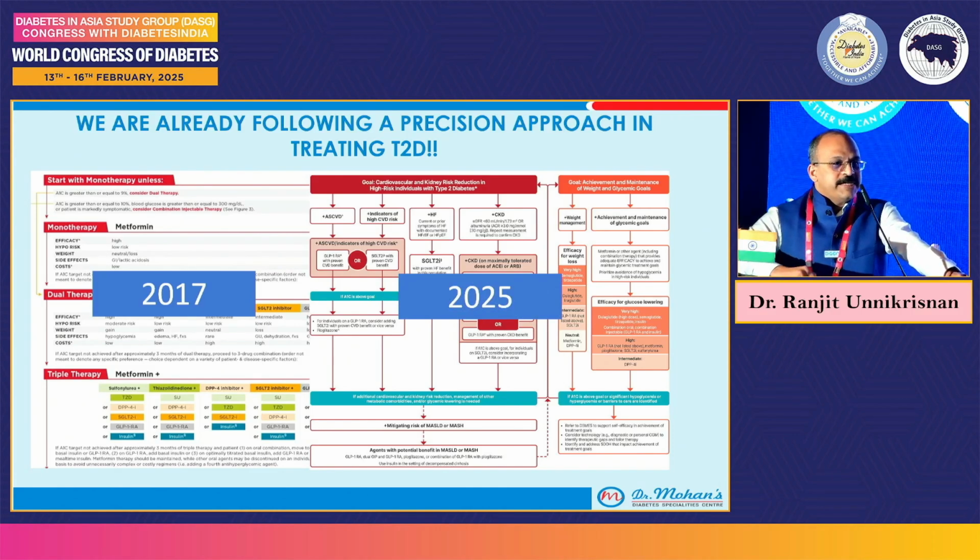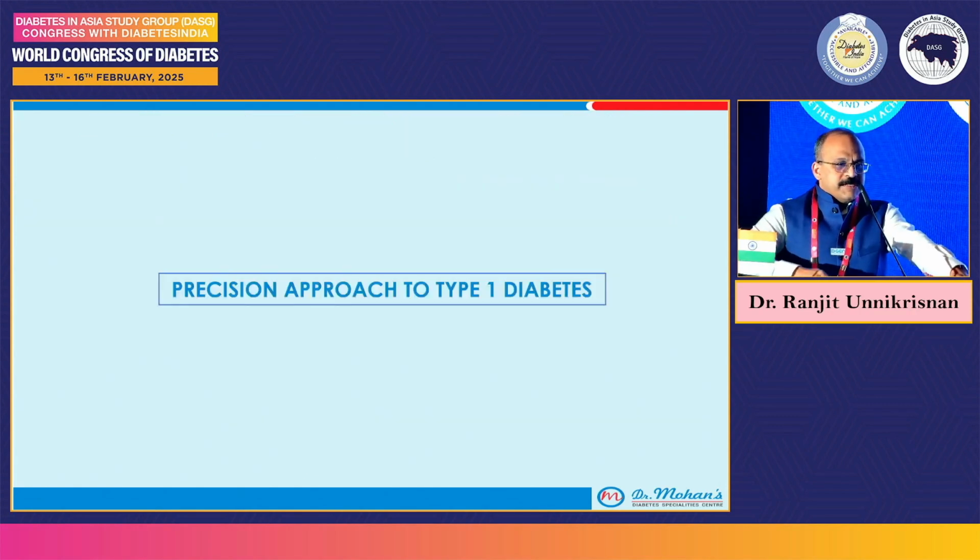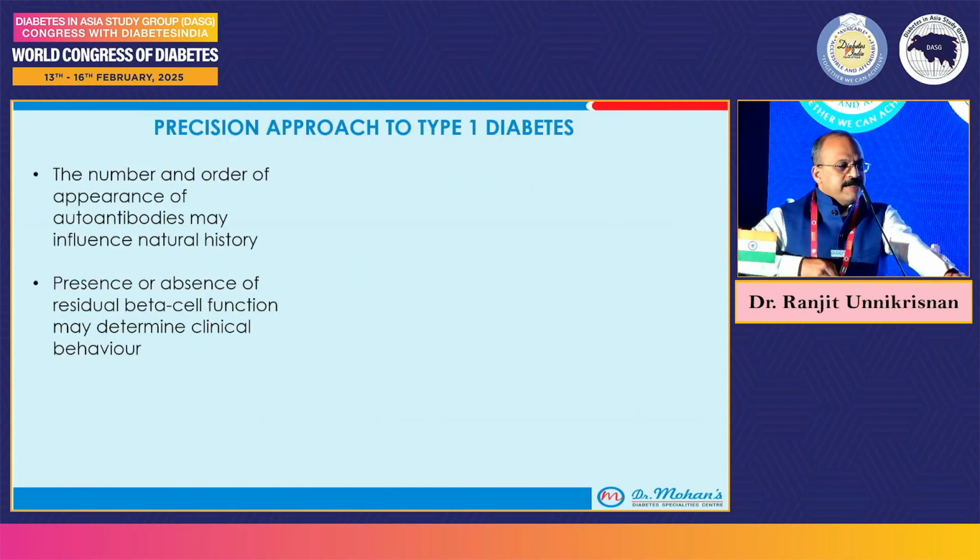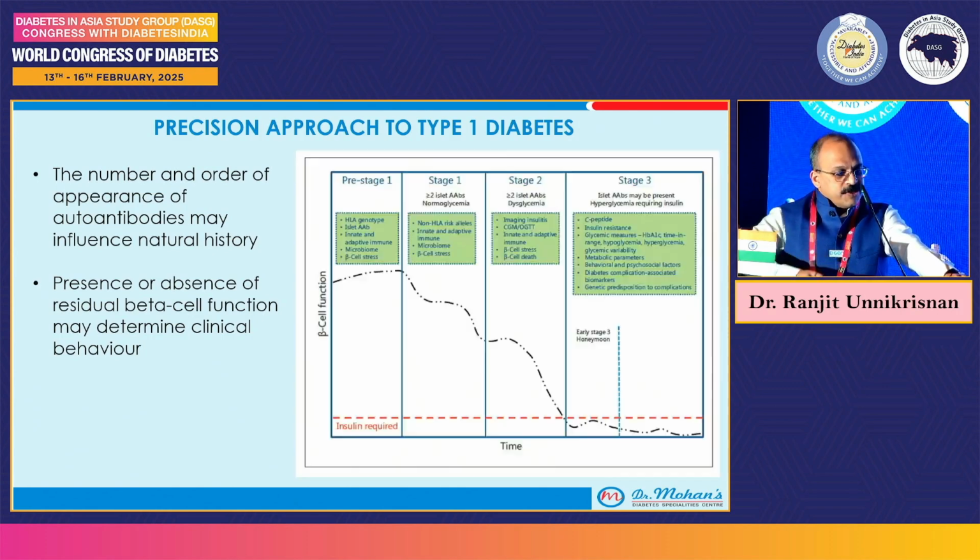All that is now needed is further refinement to apply it to the other patients who are the garden variety of type 2 diabetes without any of these compelling indications. Type 1 diabetes, the application is relatively limited. We know that type 1 diabetes varies in whether they are antibody positive or antibody negative, the number of antibodies they may have, and whether they continue to have some degree of residual beta cell function or not.